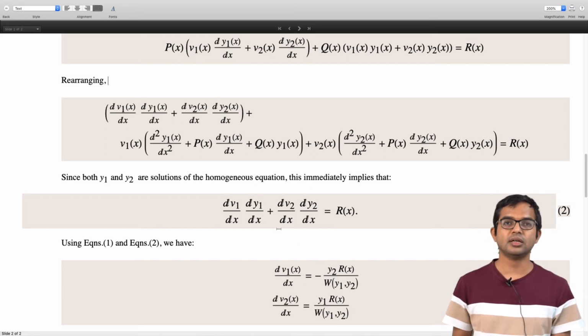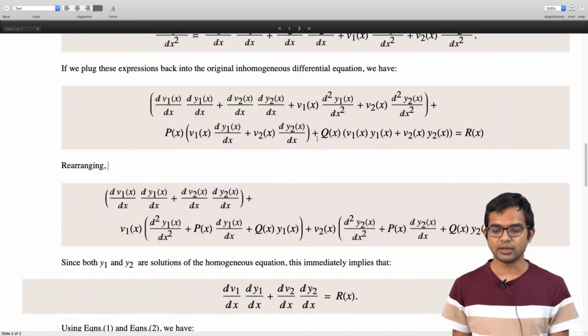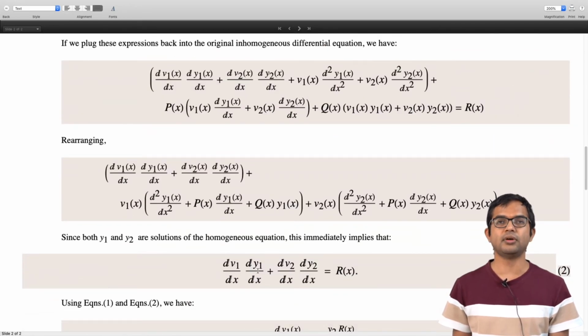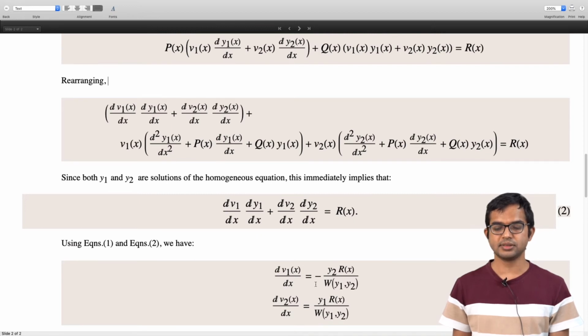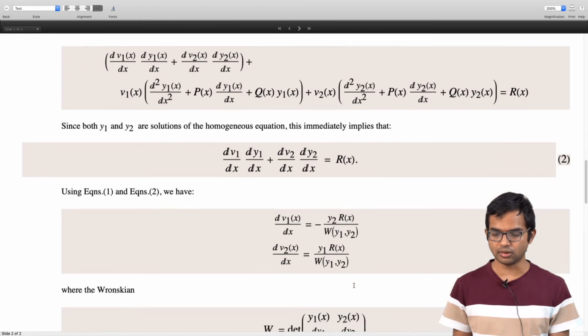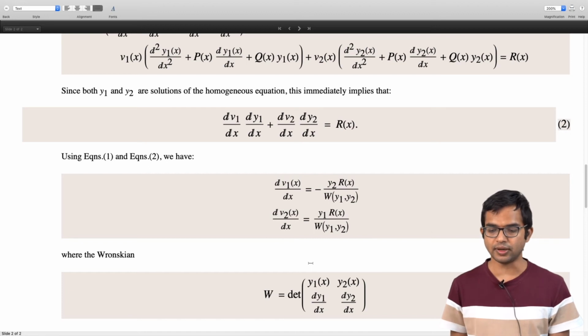So it turns out that this Wronskian appears because of this nice manner in which these derivatives come here. On the one hand you have y1 and y2, but here the coefficients are the derivatives dy1/dx and dy2/dx. Therefore you get dv1/dx is equal to minus y2 times r of x divided by W of y1, y2. The Wronskian is the determinant, so you will have y1 times dy2/dx minus y2 times dy1/dx. This is something that you can verify.